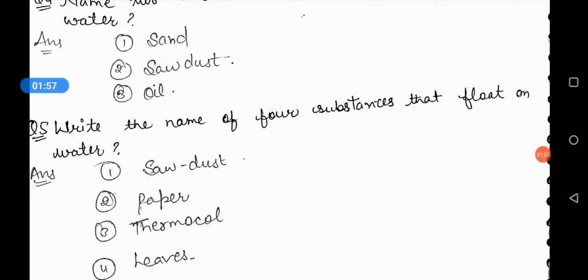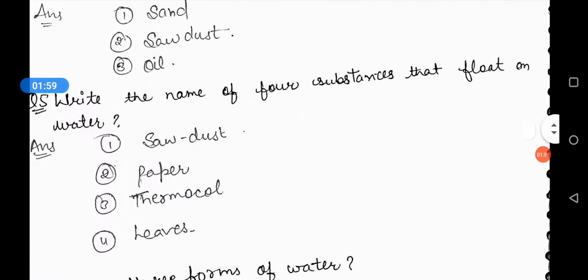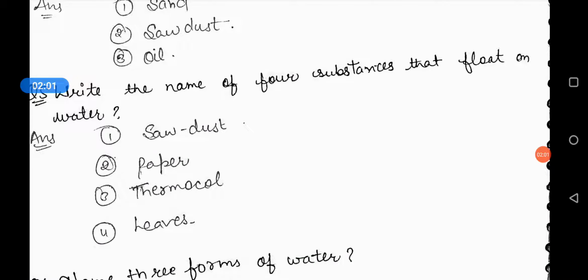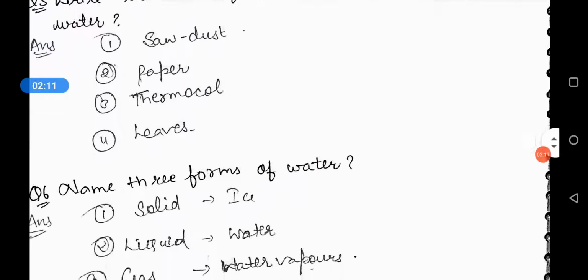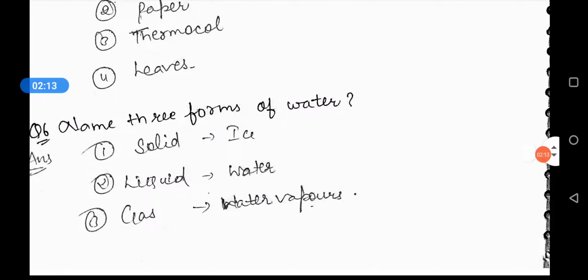Now question number 5. Write the names of 4 substances that float on water. So the substances are sawdust, paper, thermocol and leaves.